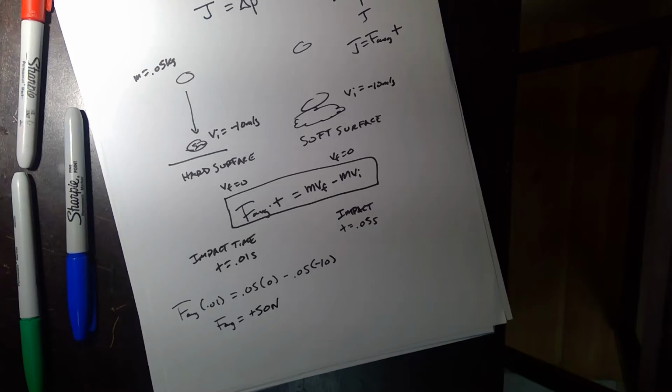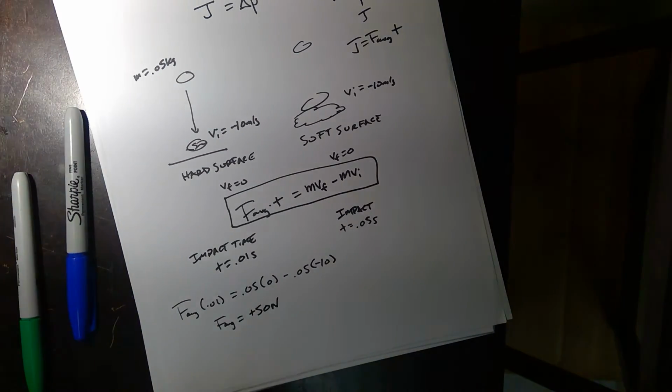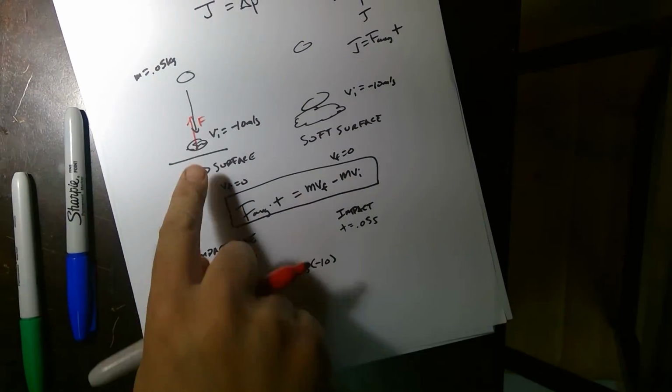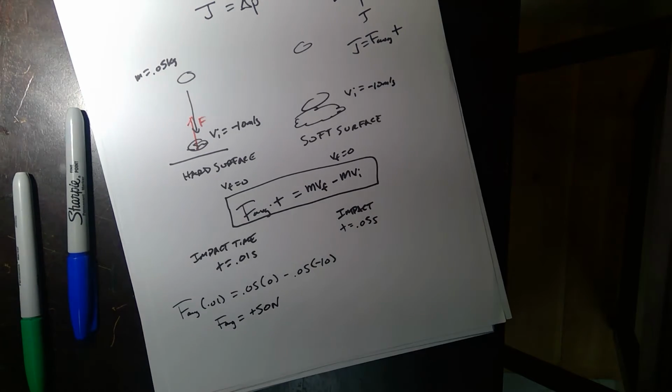in newtons. Now it's a positive number, which makes sense to me, because what that means is that this thing experiences an upward force from the floor. That's what removes all the momentum, is that force right there.